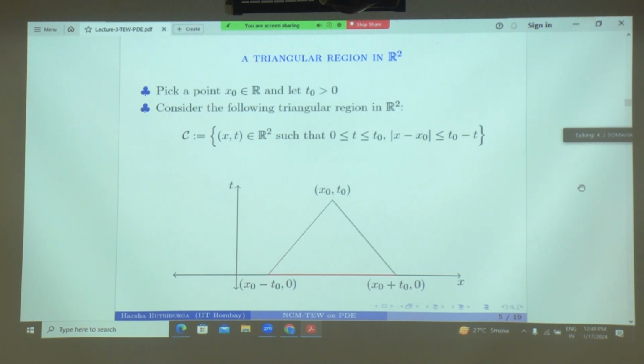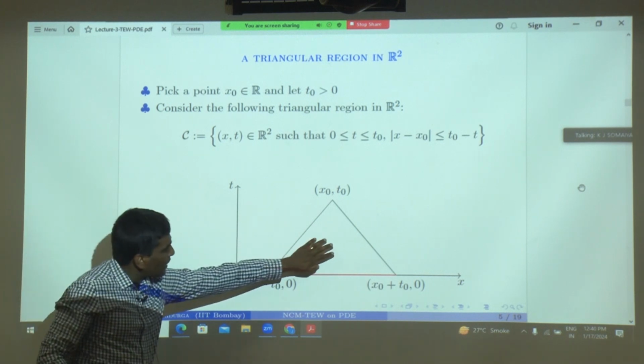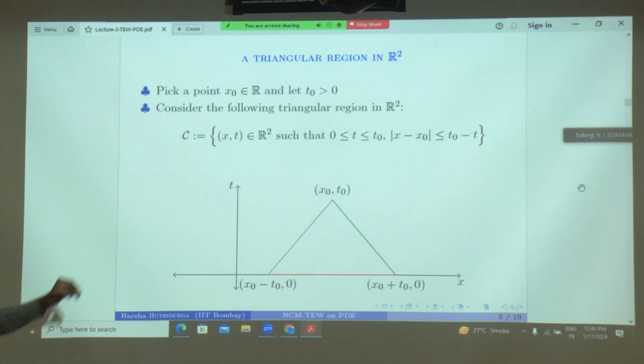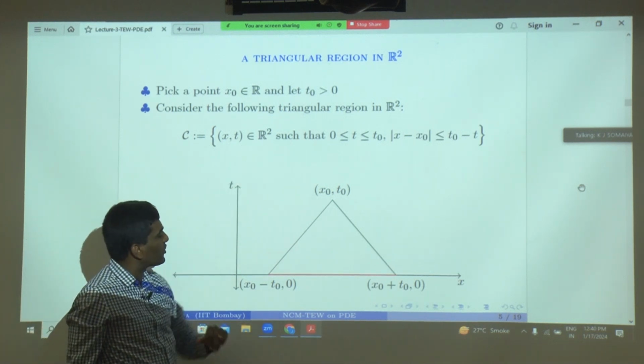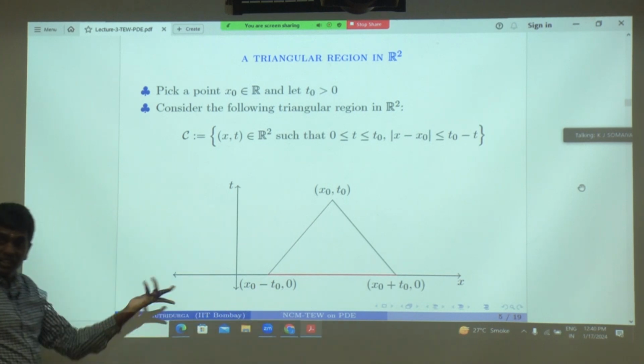I go until I reach the top. So if I consider these intervals, x naught minus (t naught minus t), comma, x naught plus (t naught minus t), I'm actually moving along like this. I cover the whole triangle. This is a picture to keep in mind. But for now, let's take this triangle. You give me any point x naught comma t naught with t naught positive. We can always consider this triangular region with these 3 vertices.